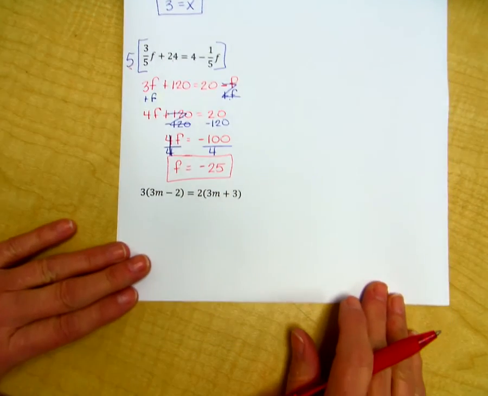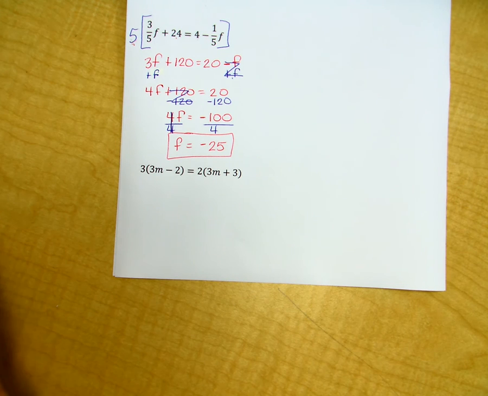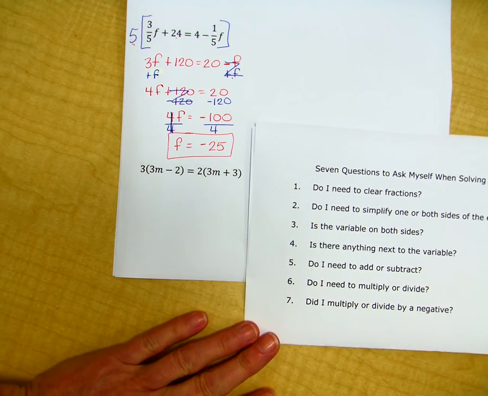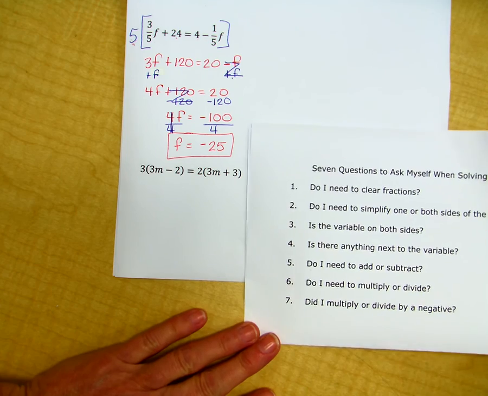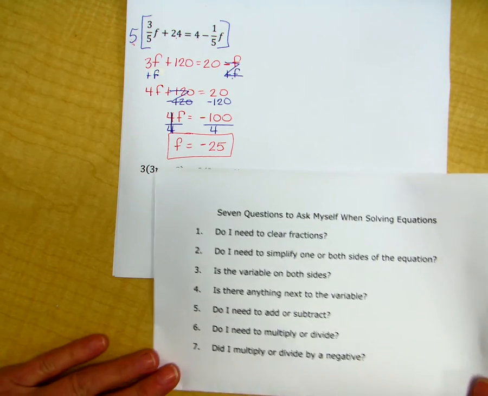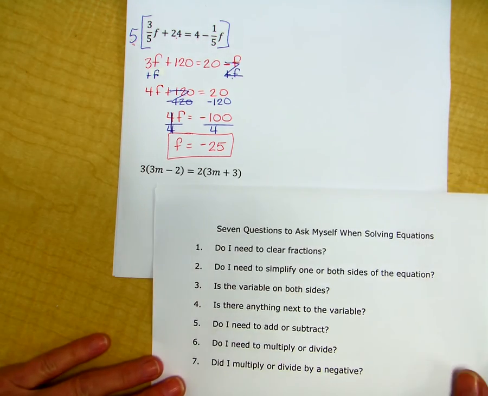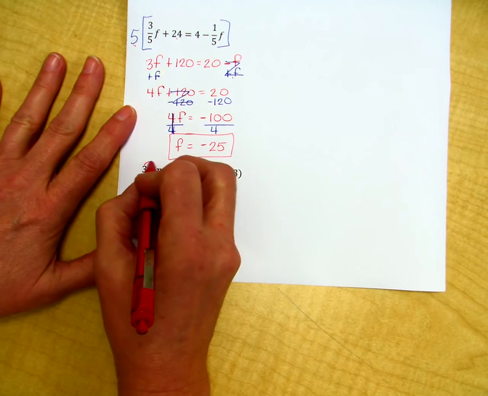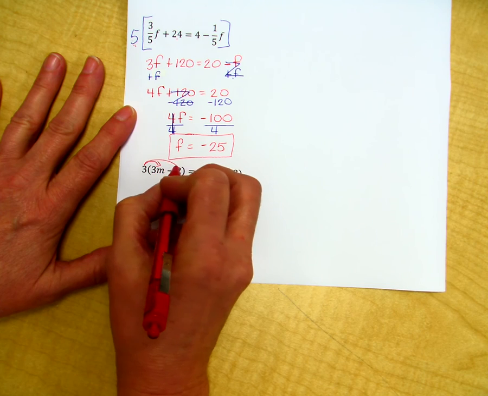Our final example is going to be 3 times the quantity 3m minus 2 equals 2 times the quantity 3m plus 3. Again, we go through our questions. Do I need to clear fractions? No, there are no fractions to clear. Do I need to simplify one or both sides of the equation? Yes, I do. I need to apply the distributive property to both sides.